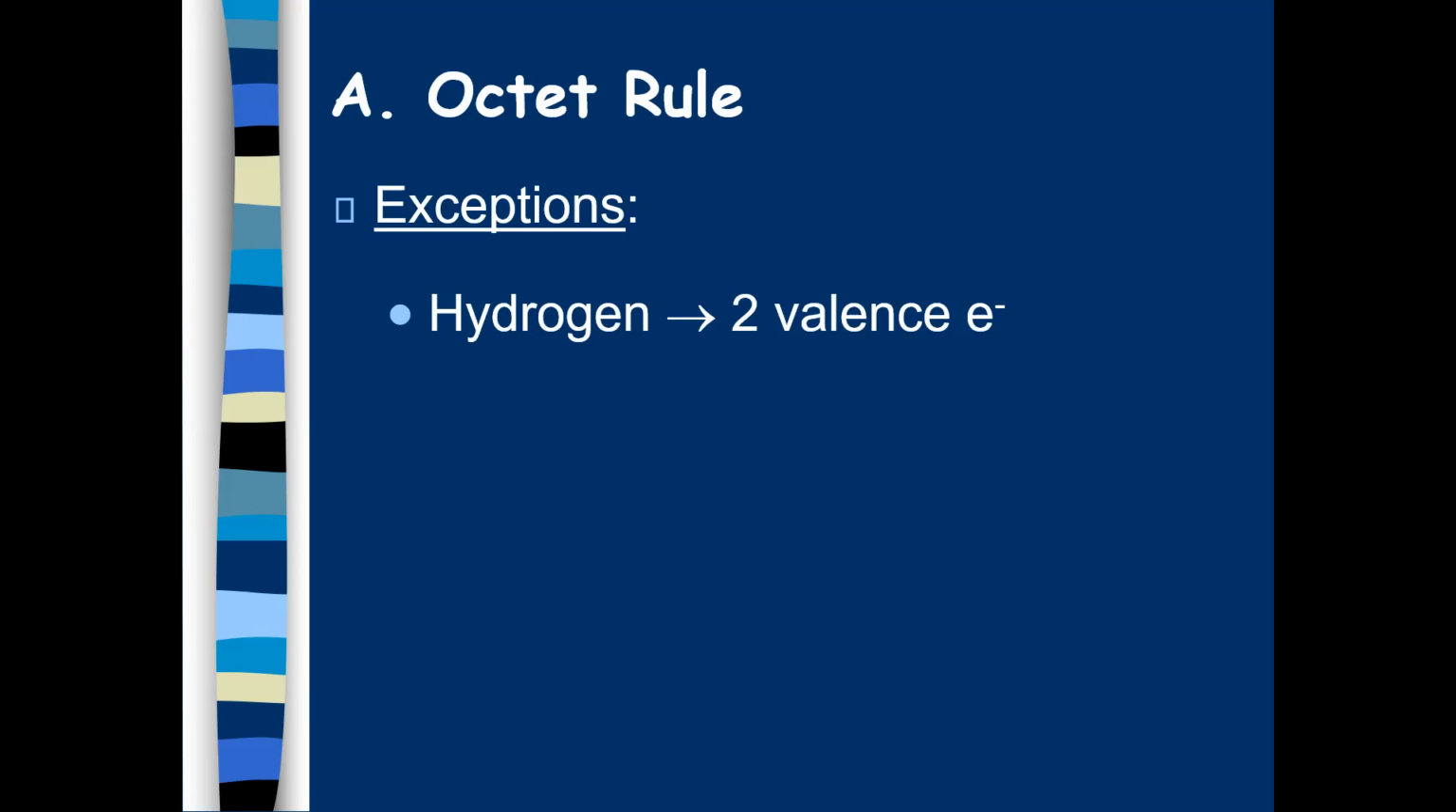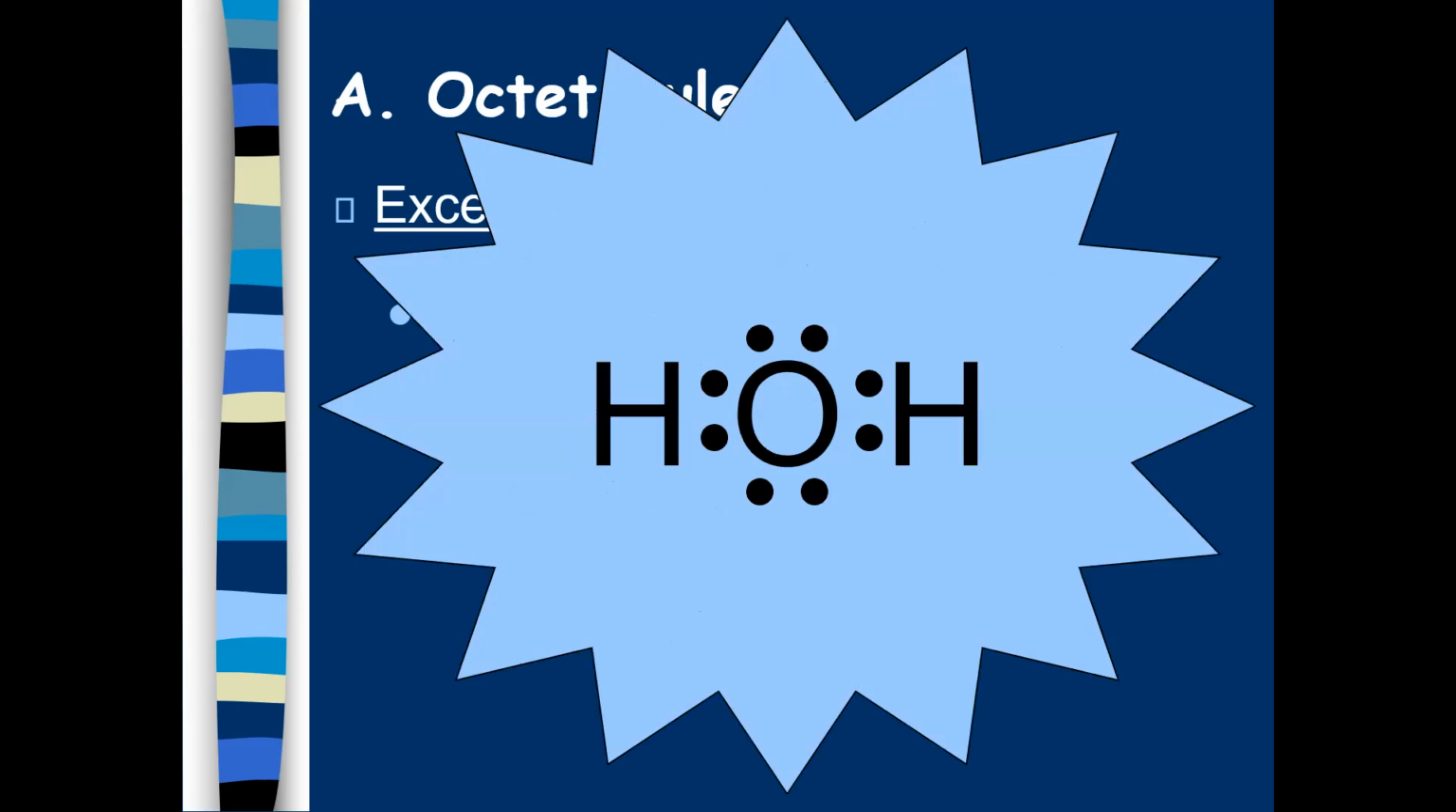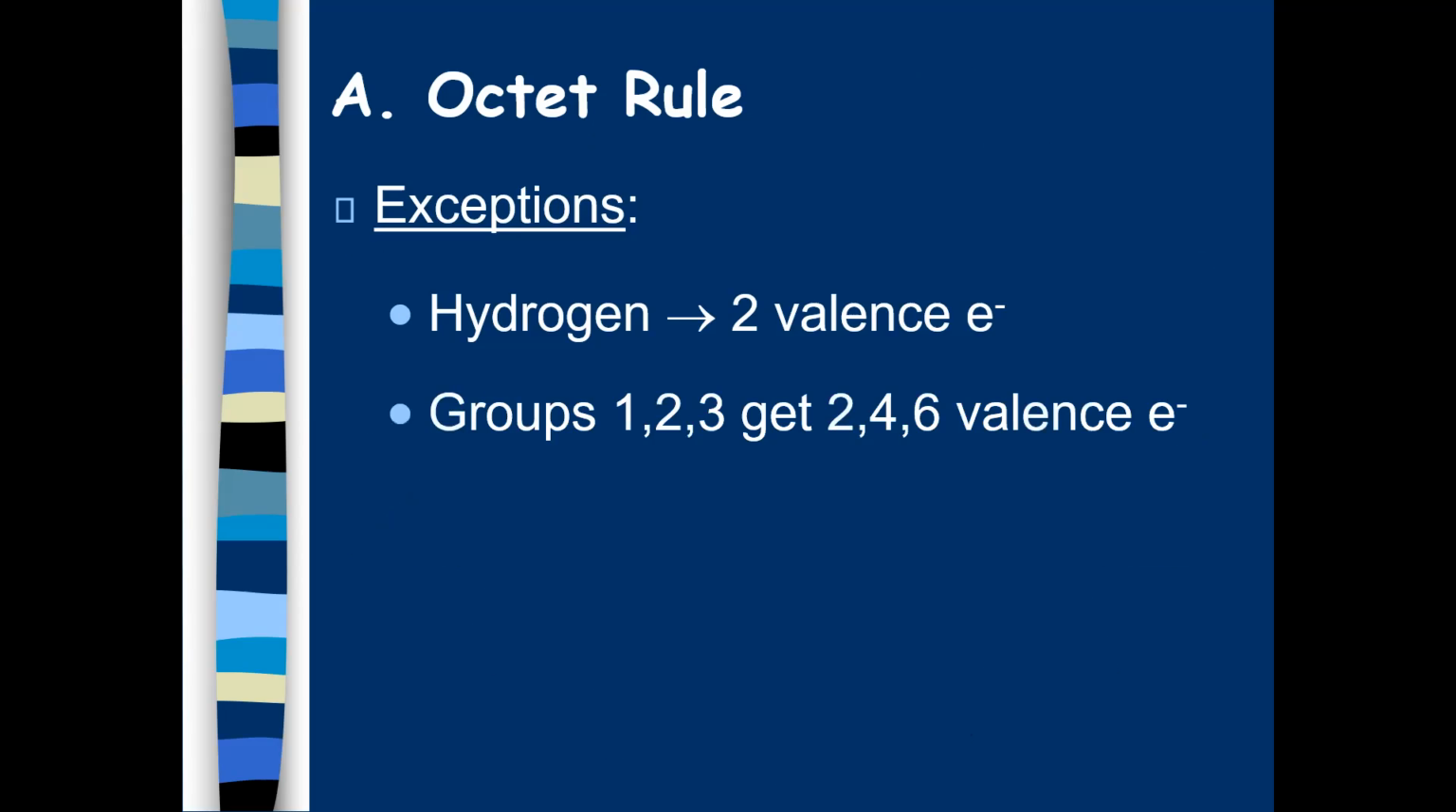The other ones that are exceptions to that rule are groups 1, 2, and 3, which, when you look at the central atom, don't really need 8 electrons around them. They're happy with just 2, 4, or 6. Now, the one that has 2 can never be a central atom, but the one that has 4 or 6 can.